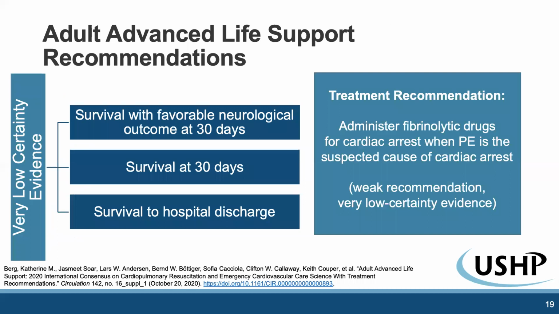And so when looking at guidelines, we'll take a look at the adult advanced life support recommendations, in which they say survival with favorable neurological outcome at 30 days, as well as survival at 30 days, and lastly, survival to hospital discharge, has very low certainty of evidence. In assessing the treatment recommendations, they recommend that we administer fibrinolytic drugs for cardiac arrest when pulmonary embolism is a suspected cause of cardiac arrest. Once again, this is a weak recommendation with very low certainty of evidence.